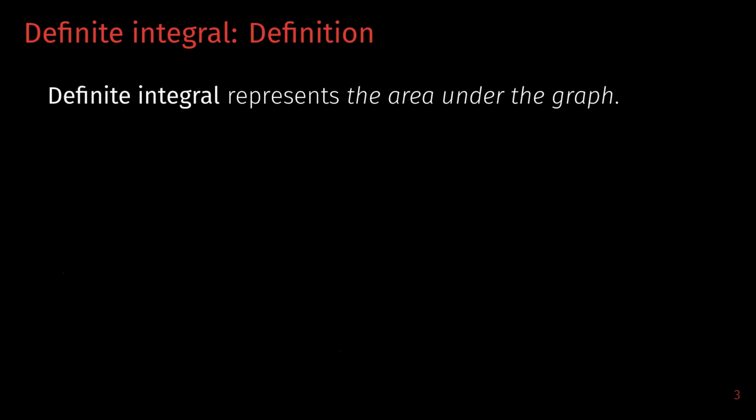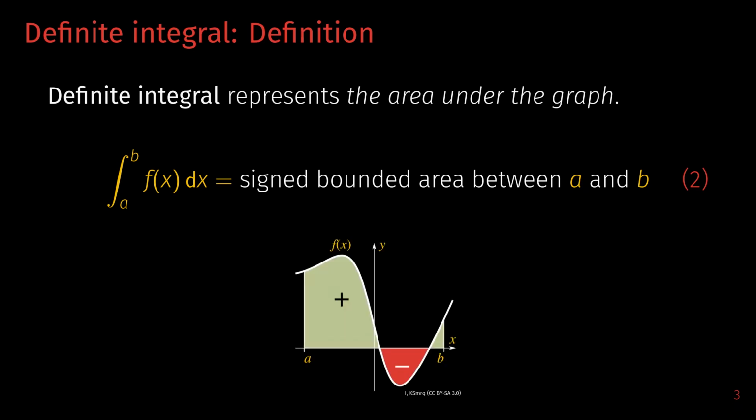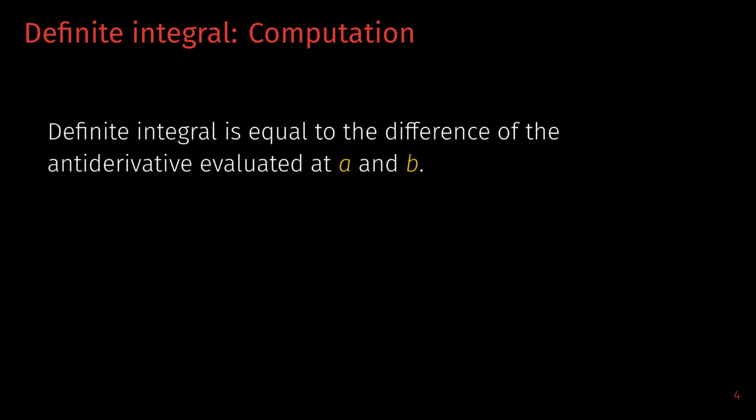Another type of integral is definite integral. It represents the area bounded by the graph of a function. Specifically, if we have this notation of integration between points a and b of our function f of x with respect to x, then that definite integral represents the signed bounded area between x is equal to a and x is equal to b. We can visualize this using this diagram right here, where we have some function f of x, and the areas above the x-axis are viewed as positive, and the areas below the x-axis are viewed as negative.